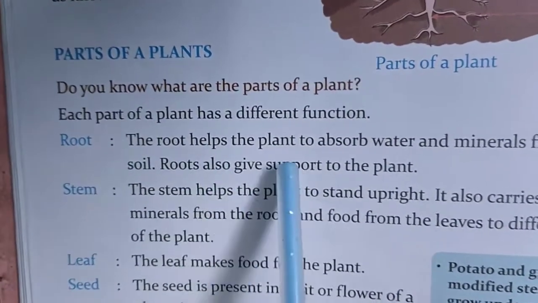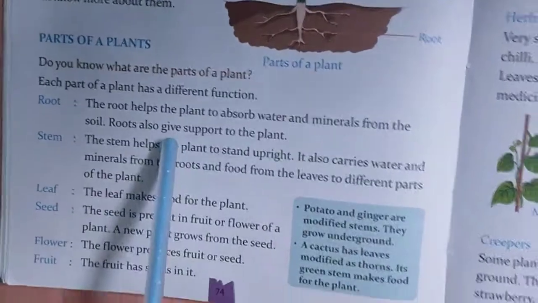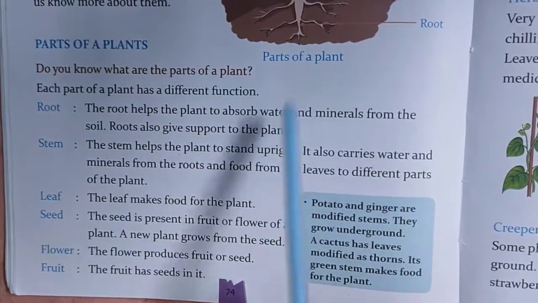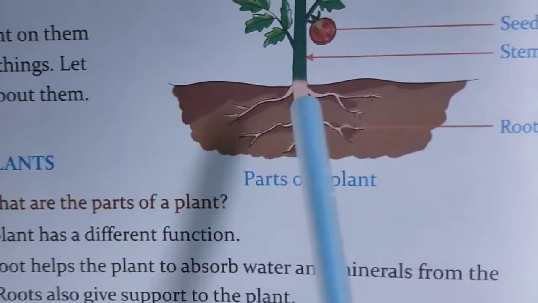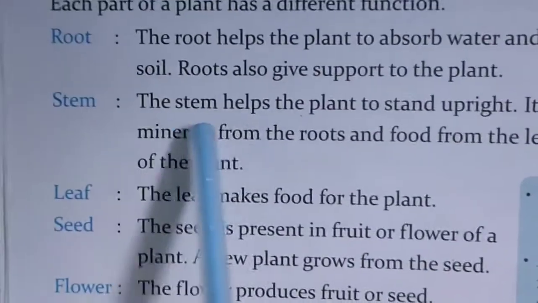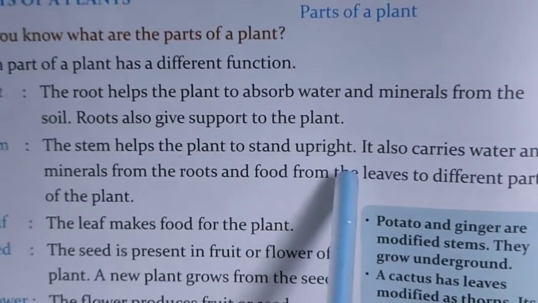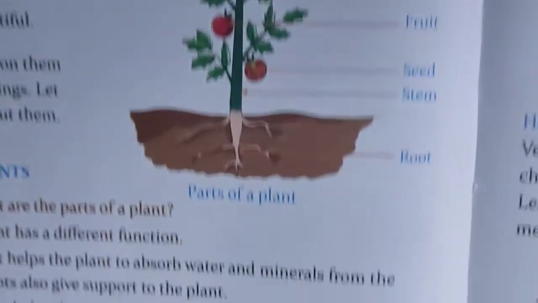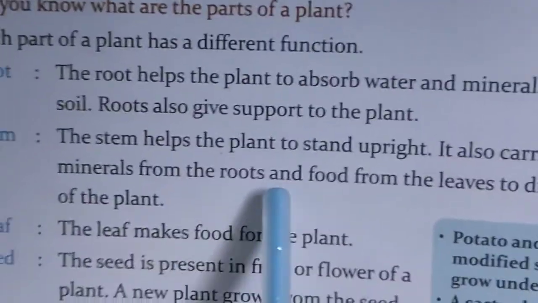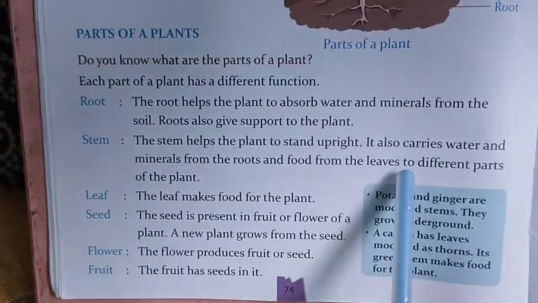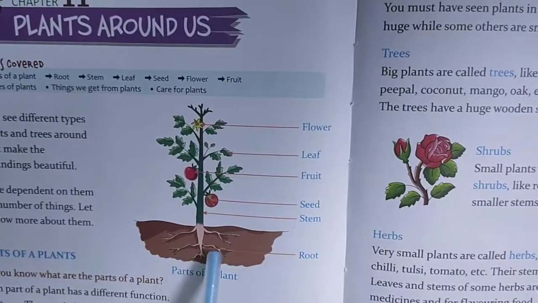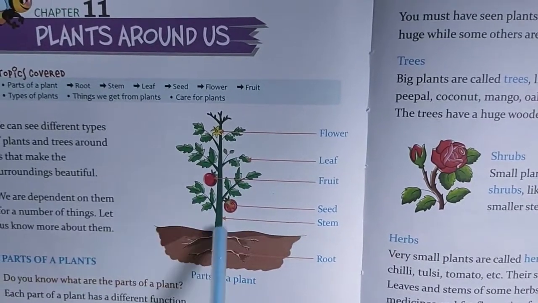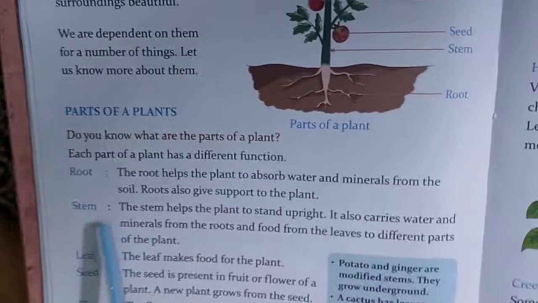Root. The root helps the plant to absorb water and minerals from the soil. Root also gives support to the plant. Generally, root absorbs the water from the soil and it keeps the plant straight. Stem. Stem helps the plant to stand upright. It also carries water and minerals from the roots and food from the leaves to different parts of the plant. It collects water from the root and sends it to the other parts of the plant.